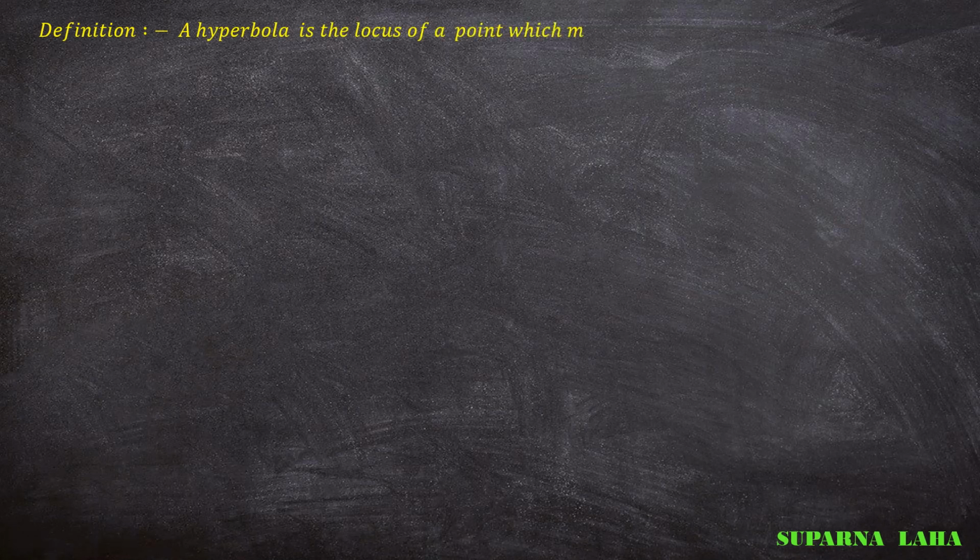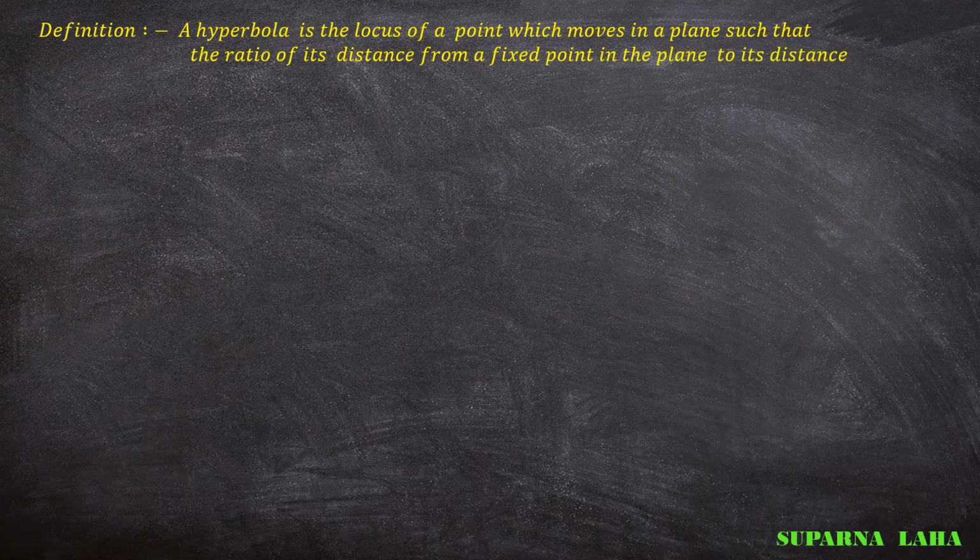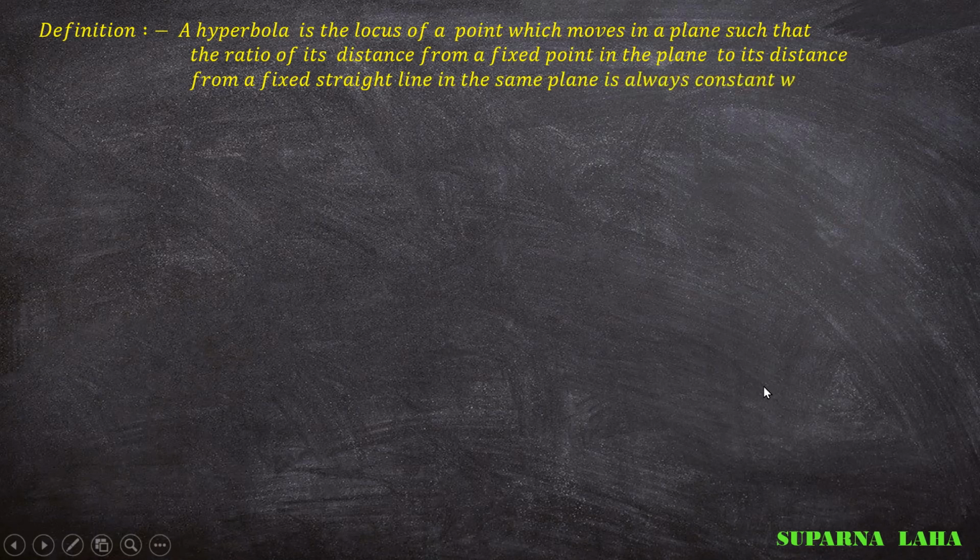So the hyperbola is a locus of a point which moves in a plane such that the ratio of its distance from a fixed point, that is the focus in the plane, and its distance from a fixed line, called the directrix, in the same plane is always a constant, and which is always greater than unity, that is greater than 1. That is, the constant ratio, the eccentricity E, is always greater than 1 for the hyperbola.